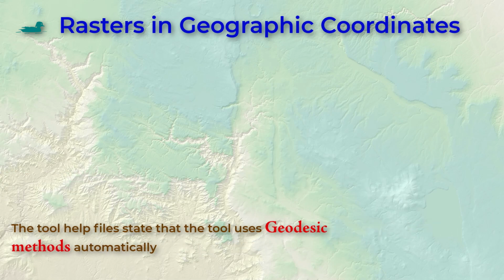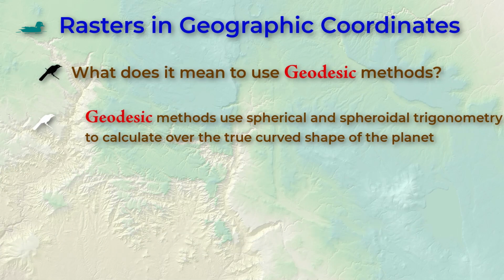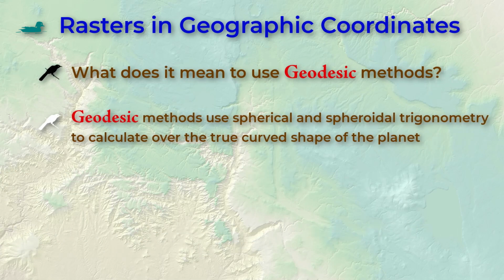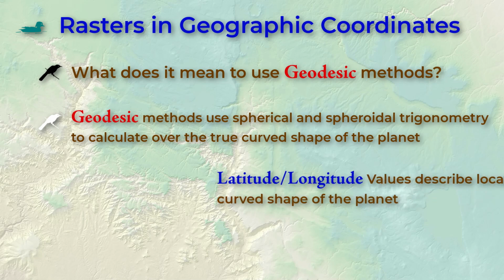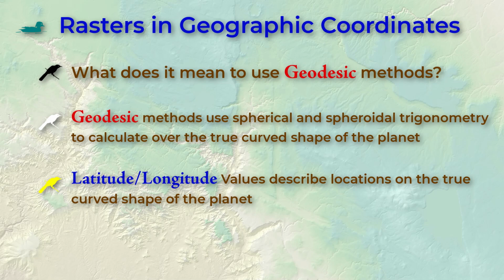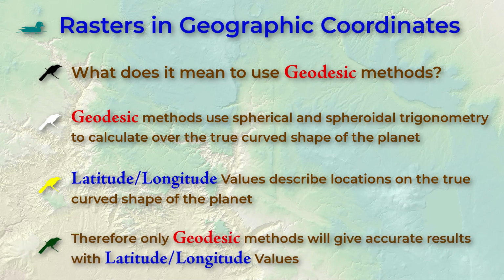Remember that using geodesic methods means that ArcGIS is using spherical and spheroidal trigonometry to calculate accurate distances over the true curved shape of the planet, not trying to pretend it's a flat, projected version of the planet. So latitude and longitude coordinates are describing locations on the true curved shape of the planet. Therefore, you need to use geodesic methods to get accurate results.